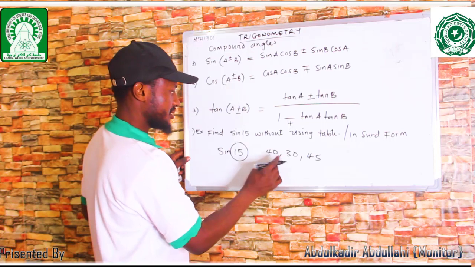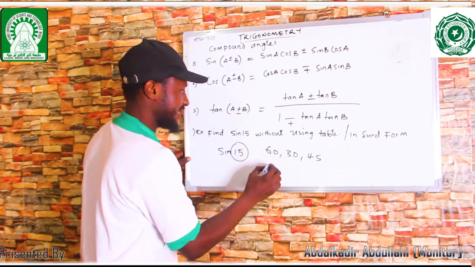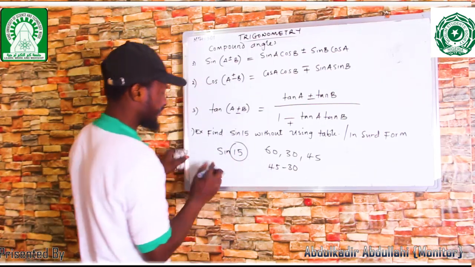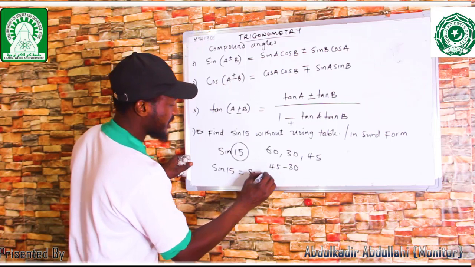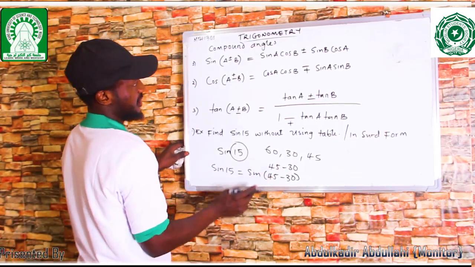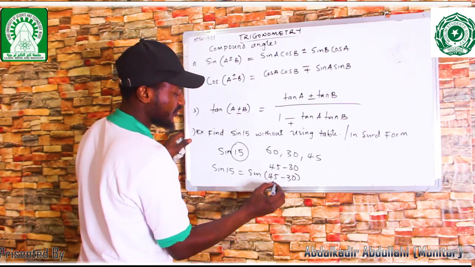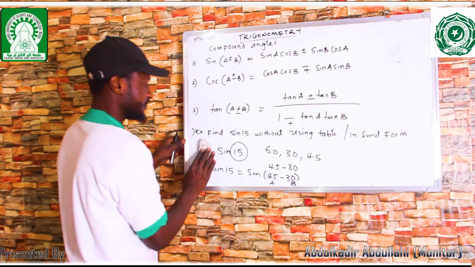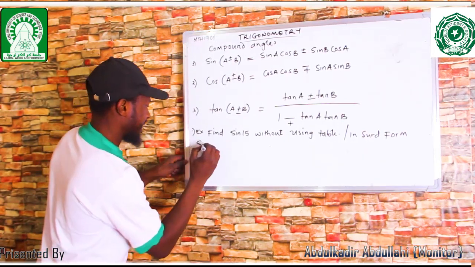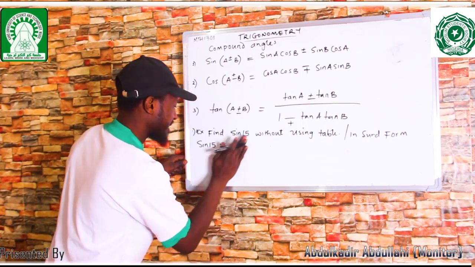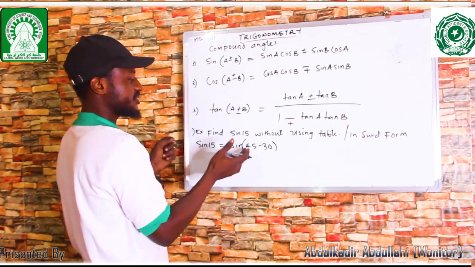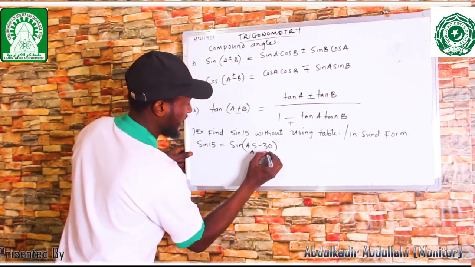Now look at it. Sorry, not 40, here is 60. If I take 45 minus 30, 45 minus 30 is 15. So I can now express sine 15 as sine of 45 minus 30. If I express this as 45 minus 30, it looks exactly like this one. I will take my A to be 45 and 30 to be B. So this implies that sine 15 is equal to sine of 45 minus 30. Or if I like, I can use 60 minus 45, all the same. 45 as my A, 30 as B.